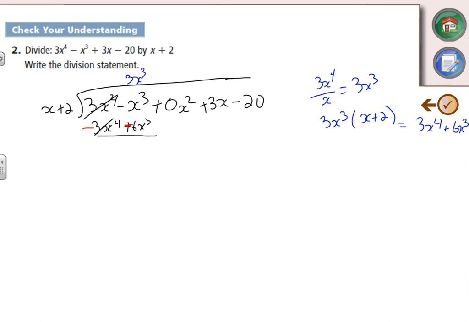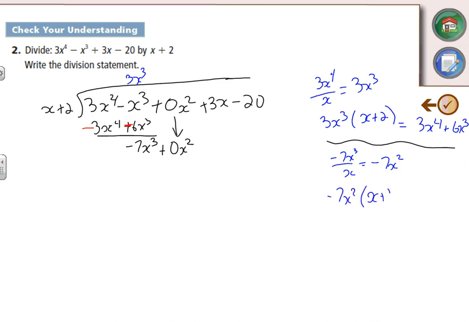Those ones are gone. That goes down to 0. Those ones now subtract, that gives us negative 7x cubed because they're both negatives. And now we need to bring down the plus 0x squared. Repeat the process. Negative 7x cubed divided by the x gives us negative 7x squared. Negative 7x squared multiplied by x plus 2 gives us negative 7x cubed minus 14x squared. Write that underneath.